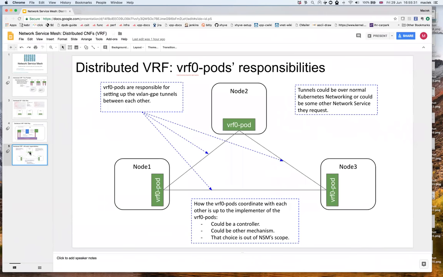It should work just fine. Obviously, it's up to whoever is deploying the VRF zero pods to figure out how they want to get routes and things like that. Just like it's up to whoever would deploy a VRF zero pod what they want to do about things like ARP and broadcasts and bridge tables. Right. Yeah, it should work just fine.